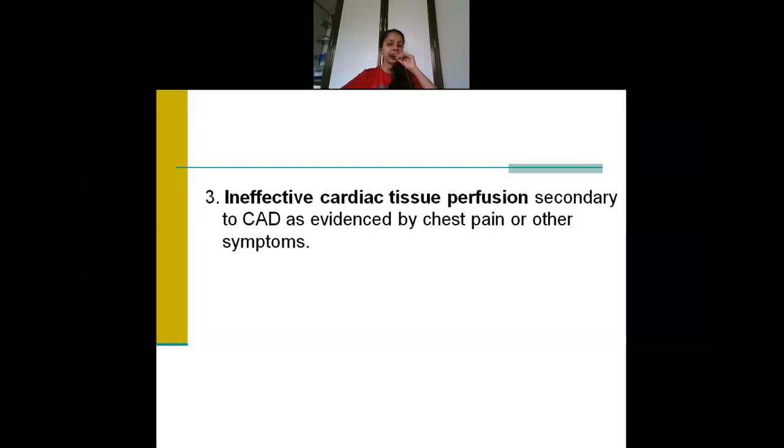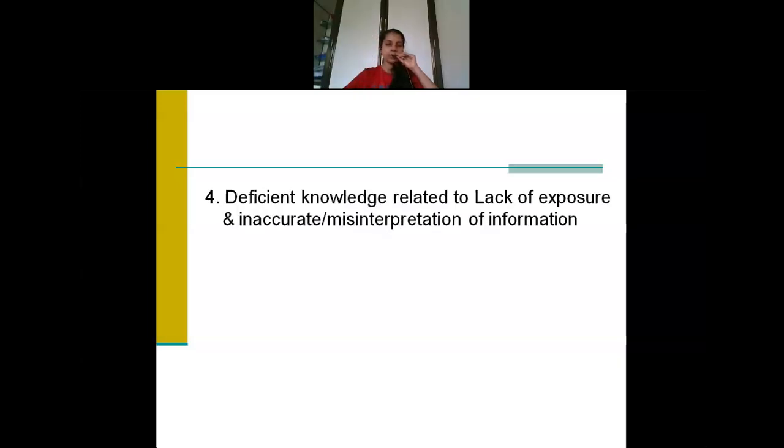For ineffective cardiac tissue perfusion, you have to monitor and assess the CVP of the patient. You have to do hemodynamic monitoring and see the blood circulation. SpO2 can be checked, and capillary refill can be checked in the patient. For deficient knowledge related to lack of exposure, mainly you have to speak with the patient and the family members, try to reduce their doubts and ask them to seek more clarification.